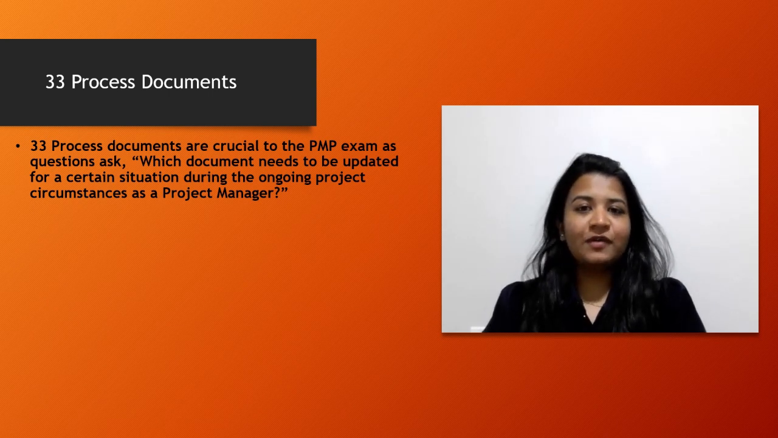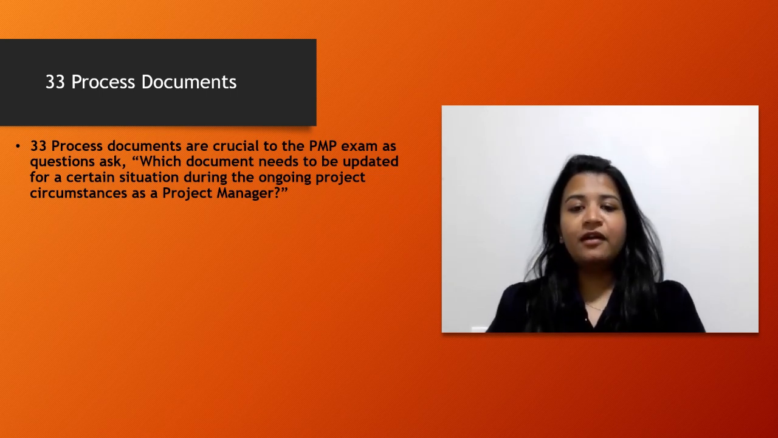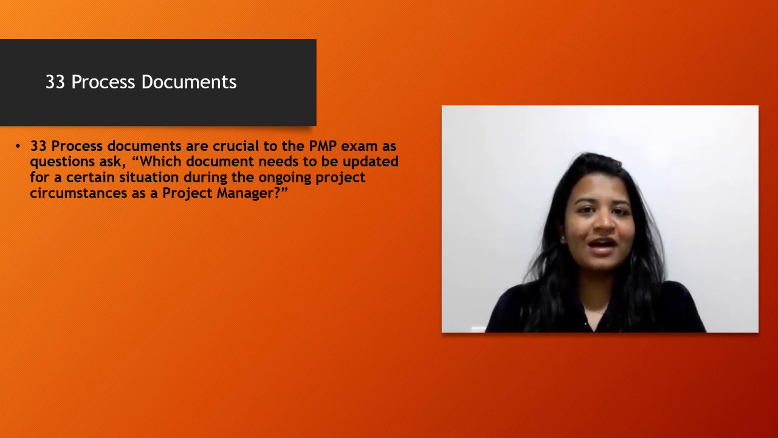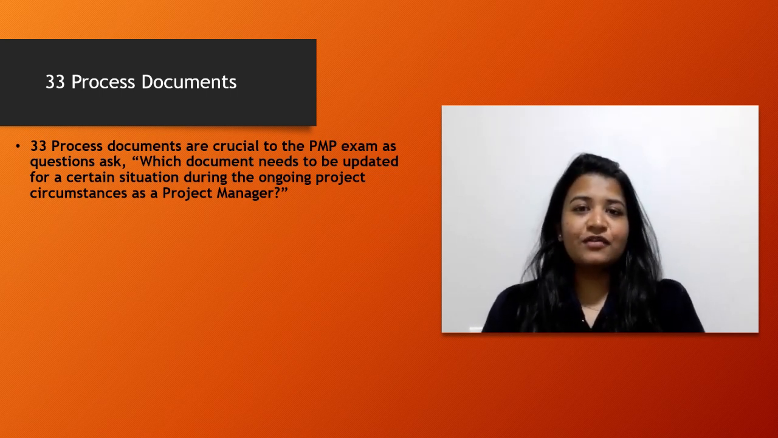The 33 process documents are going to be crucial for your PMP exam, as questions do come up asking which document needs to be updated for a certain situation whenever you are managing a project. So let's say there is an emergency wherein you are lacking resources, or what if the vendor doesn't deliver the item on time, there are certain documents that need to be updated by you as the project manager. So these are the documents that need to be remembered for you to answer those kinds of questions.